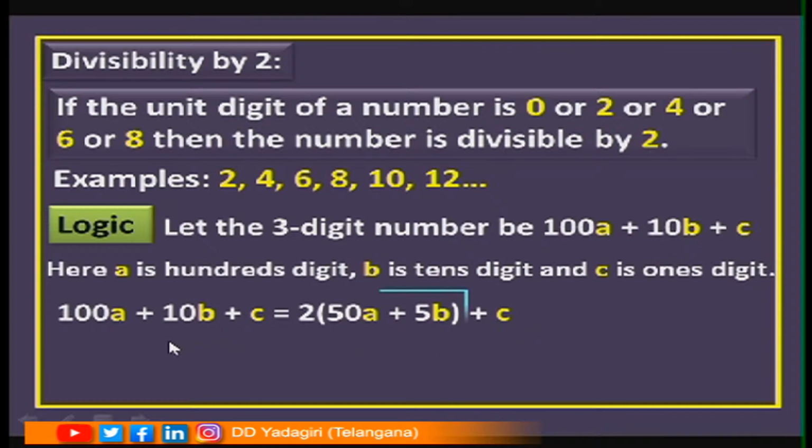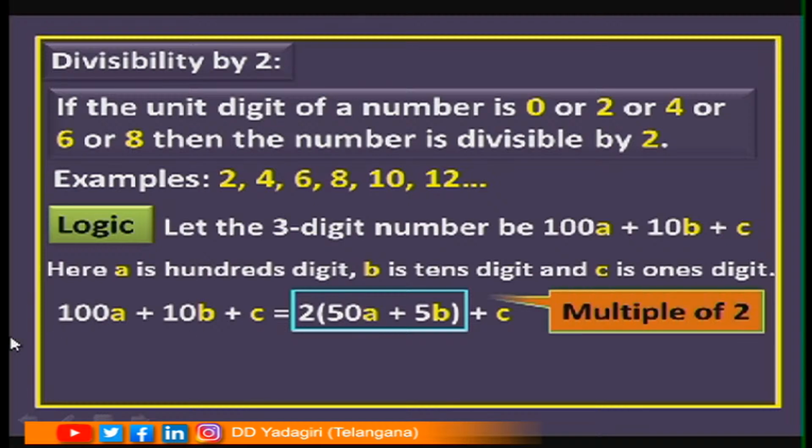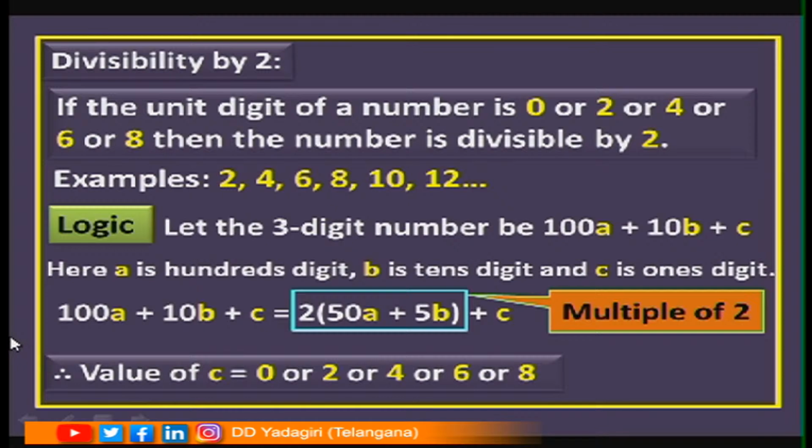Again, this 2 into (50A plus 5B) is a multiple of 2, which means it is divisible by 2. Now, what is left? Only C. Then the C value should be either 0 or 2 or 4 or 6 or 8. So, this is the logic behind this divisibility rule, children.